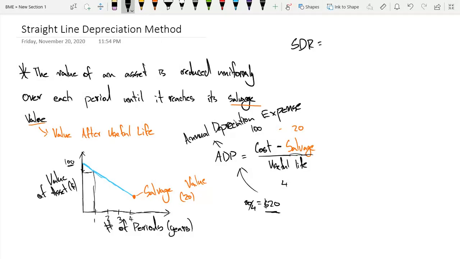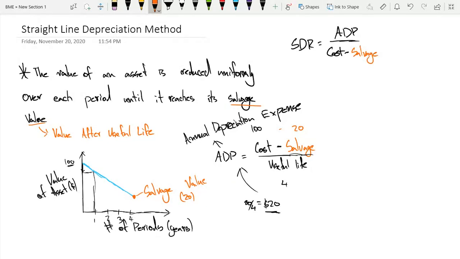So straight line depreciation rate equals our annual depreciation expense. And what this measures, by the way, which again we've called ADP, but we really should call ADE, is the rate at which the value of the asset depreciates, very similarly to what it's called. So that's the annual depreciation expense divided by the cost of the asset minus the salvage value.